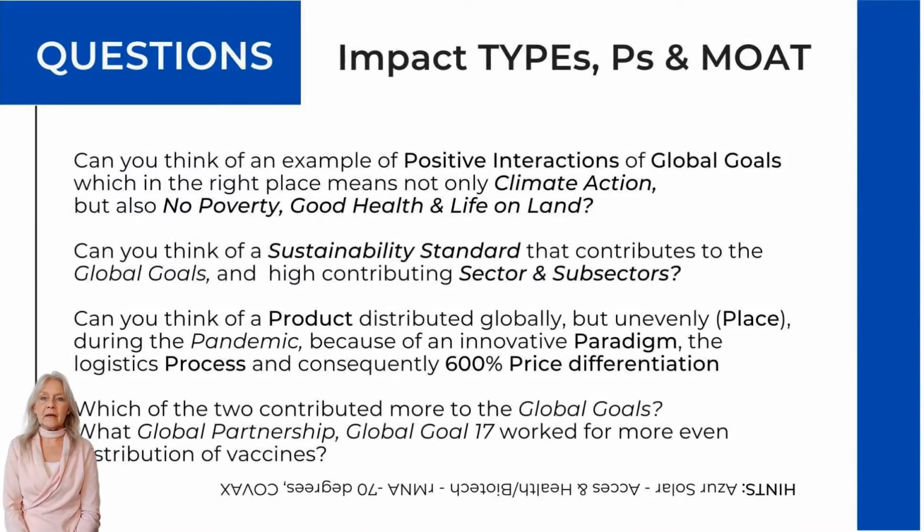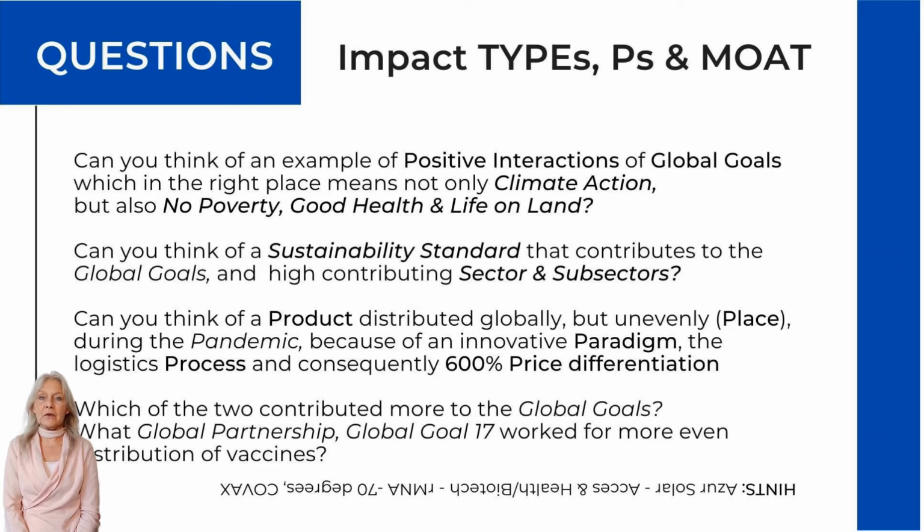Questions on impact types, Ps and MOAT. On goal interactions, the top sustainability standards, impact P performance and net impact. Our hints: Azuri Go solar panels for rural Africa, creating access to clean energy, made affordable, resulting in clean indoor air, no fire hazards and no deforestation.